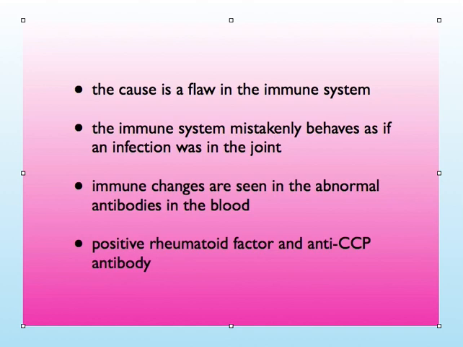The cause of rheumatoid arthritis is a flaw in the immune system. The immune system misbehaves and begins to behave as if there were an infection in the joint. These immune changes are seen in abnormal blood results, particularly the abnormal antibody tests called the rheumatoid factor and anti-CCP antibody.